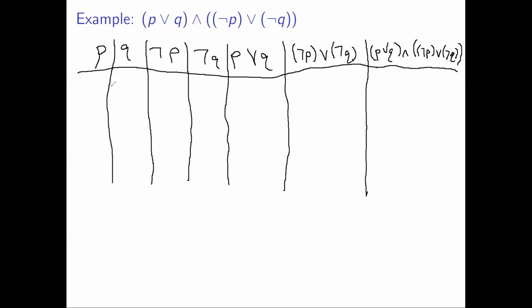Okay, so let's fill out this truth table. Starting out, we need to fill out those first two columns with all the possible truth values that we can assign to P and Q. So true, true here, true, false here, false, true here, and false, false here.